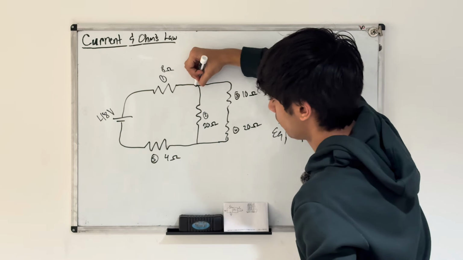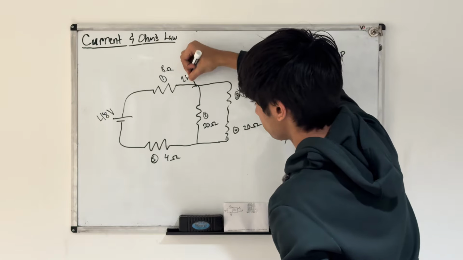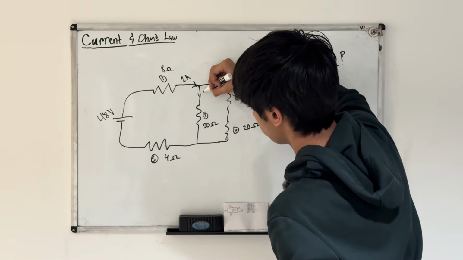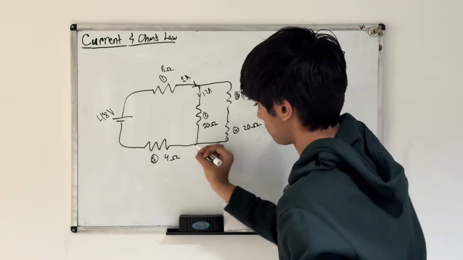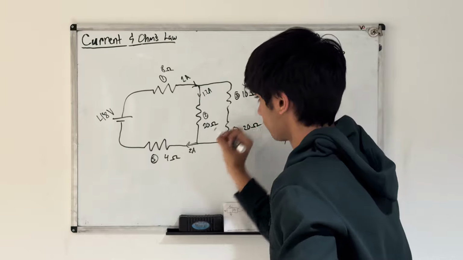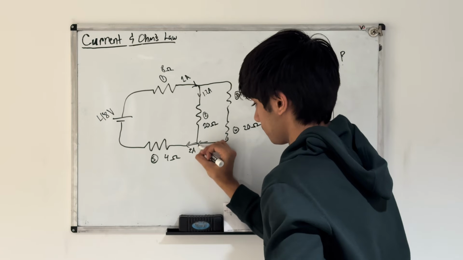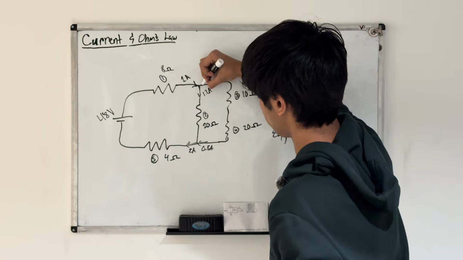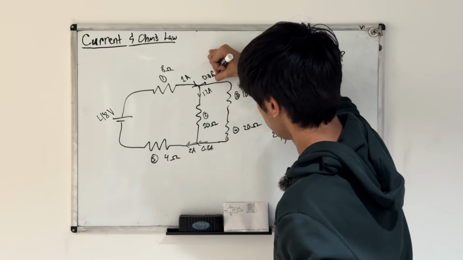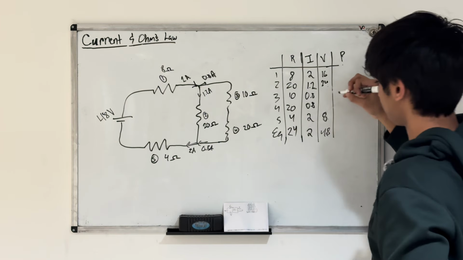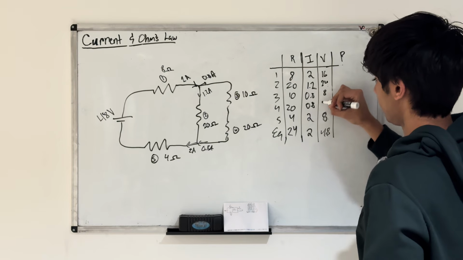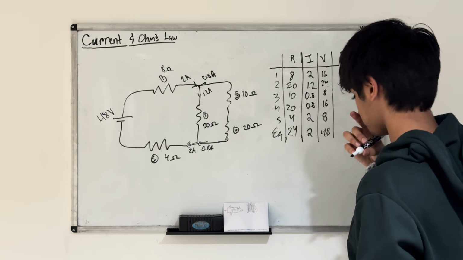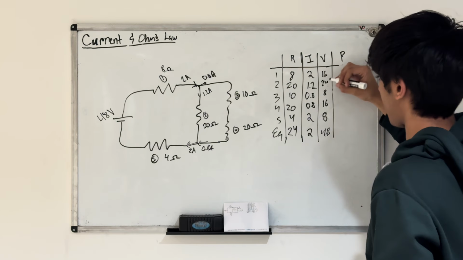We have 2 amps going through here. 1.2 amps go this way. And therefore, to reach 2 amps back here, we have to have 0.8 amps going this way. So it has to be divided like that. All right, so 0.8. This becomes 8. This becomes 16. Right, now we can just figure out the powers.